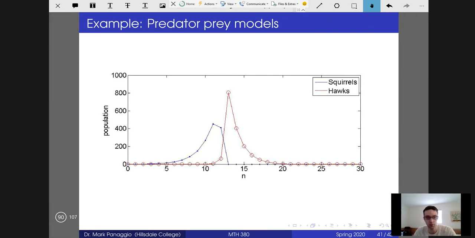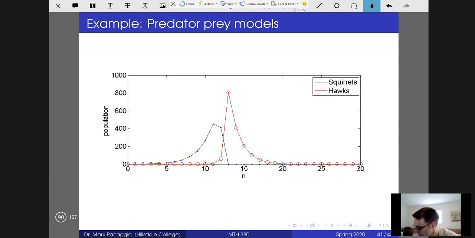Here's an example where we've started both populations off with a relatively low value. So there's not a lot of squirrels, not a lot of hawks. And you'll notice that there's a story to tell here. Initially, the blue curve, which is the squirrels, grows very quickly. And it looks like exponential growth. And I think you will indeed find that that's the case.